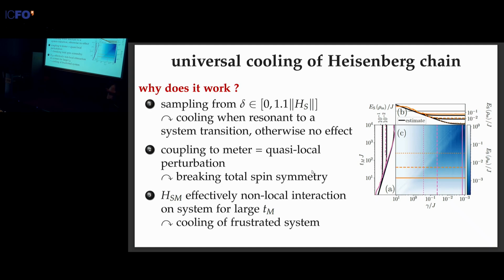Moreover, we can cool frustrated systems, and again, the example was chosen to be a frustrated system because we get an effectively non-local interaction, because we have both the interaction with the meter and the interactions within the system. And that's the reason why we need these large interaction times, so that both timescales can come into play.